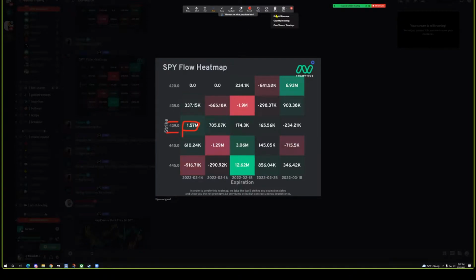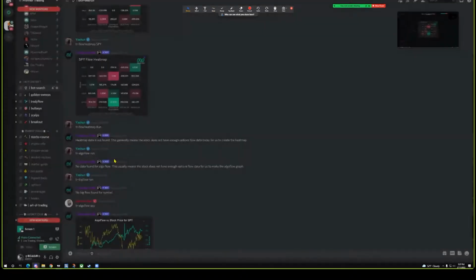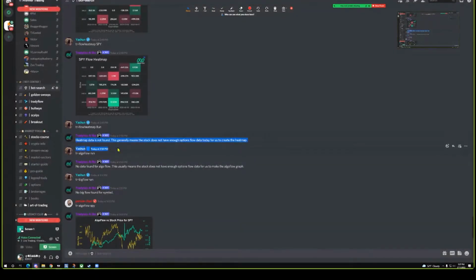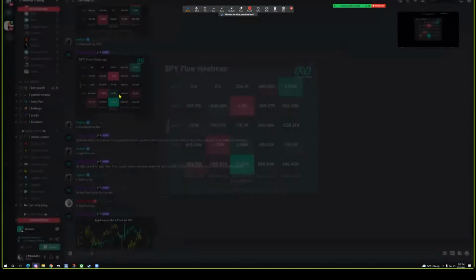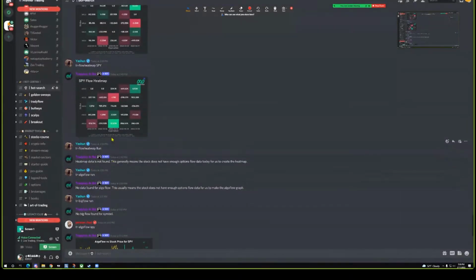And if there isn't any, it will usually show zero, meaning nobody's really interested in that 420 strike. If there are very little options for a specific stock, then usually if you type it out, the bot will reply that there's a lack of info for that stock. You can see our good friend right here typed up the flow heat map for RUN. However, the bot says there's not enough data to express a full heat map, so it's not going to show you anything.